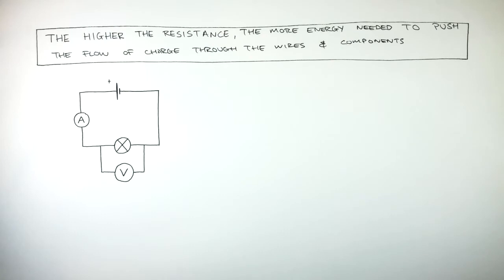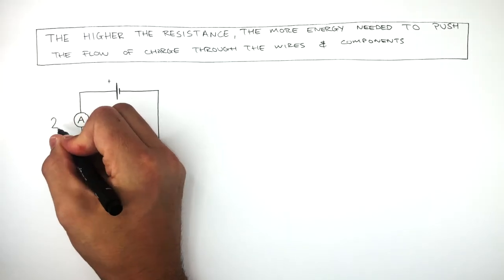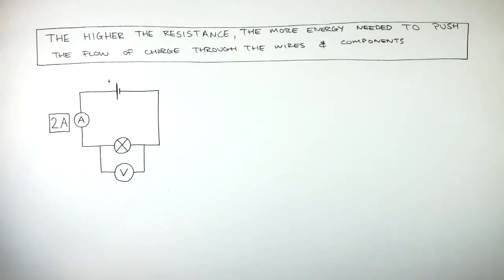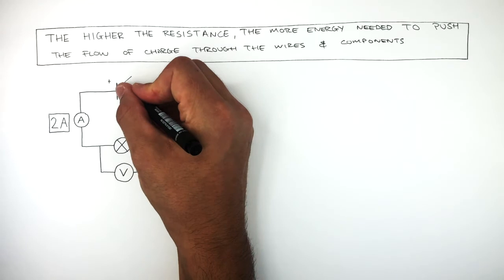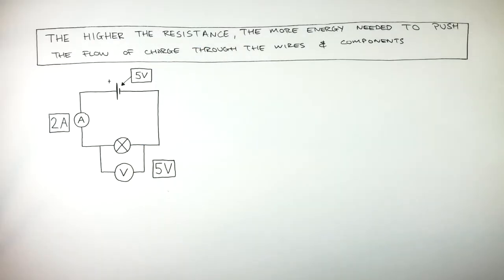Here is a series circuit containing a cell, an ammeter connected in series, a lamp, and a voltmeter connected in parallel across the lamp. In this example, the ammeter reads 2 amps, the voltmeter reads 5 volts. So because the voltmeter reads 5 volts, this means the cell must be a 5-volt cell.